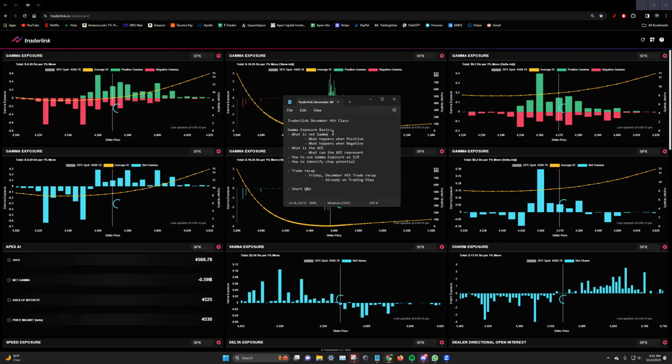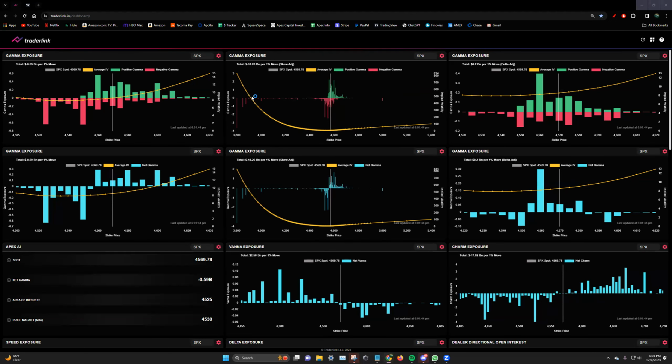So starting off, what is net gamma? Net gamma is just this number right here. That's what's important, and that's what we watch on a daily basis, just to get a sort of bias. Usually we like to look for plus or minus 3 billion.